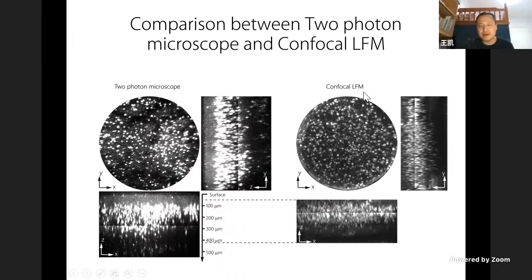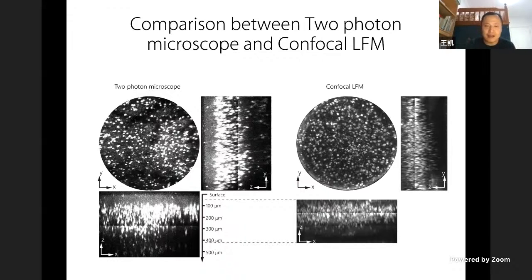And if we compare the imaging volume captured by the confocal light field, we can see that most of the layer 2, 3 neurons can be well recorded in the confocal light field. The maximum depth we can achieve is about 370 micron, which covers the layer 2, 3 neurons in the mouse cortex.